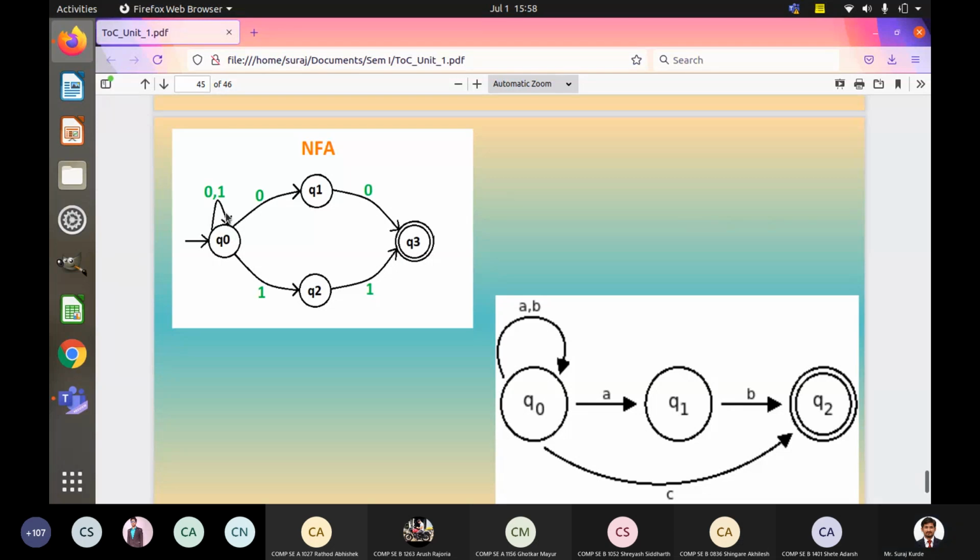On input 0, Q naught goes to next state Q1. So there are two possible next states. It is called a non-deterministic finite automaton. It can also go to the state Q naught only. It means an alternative.